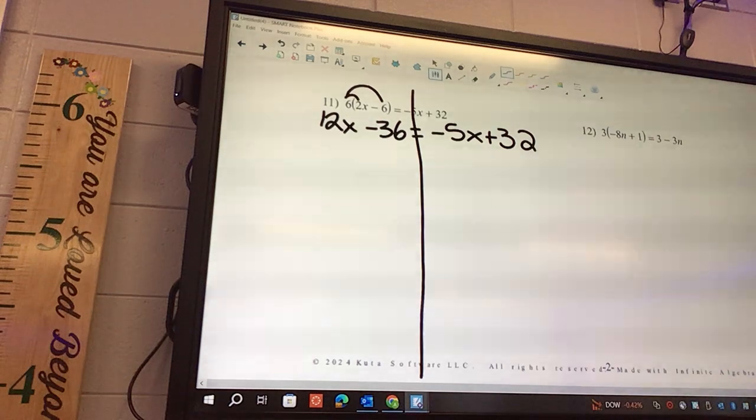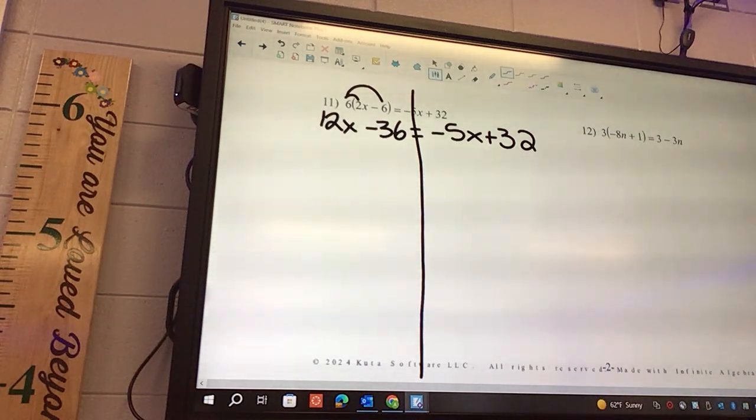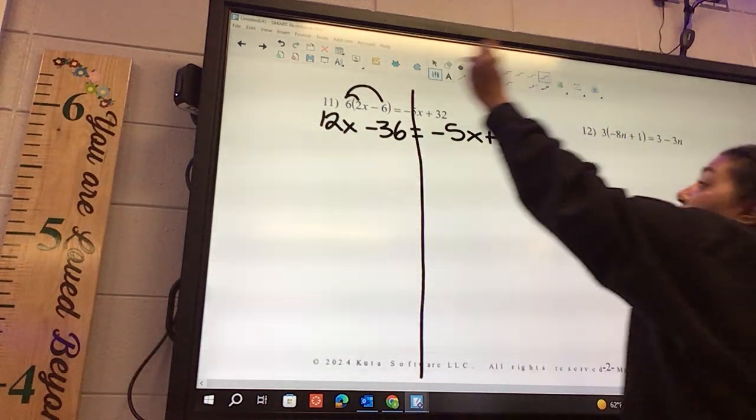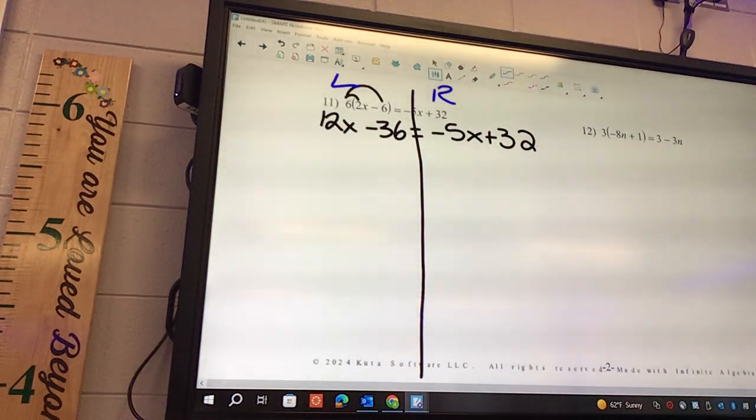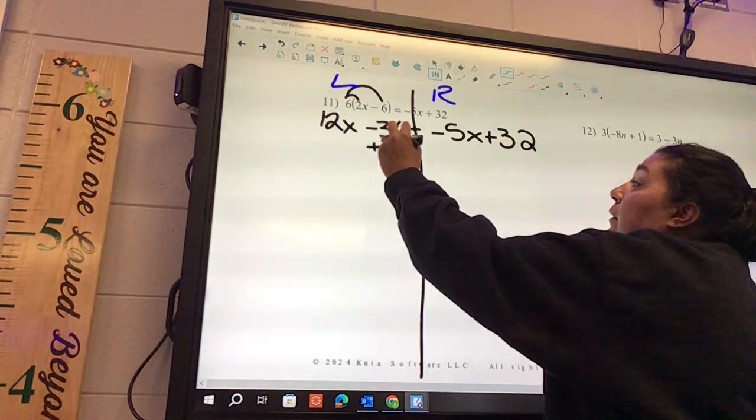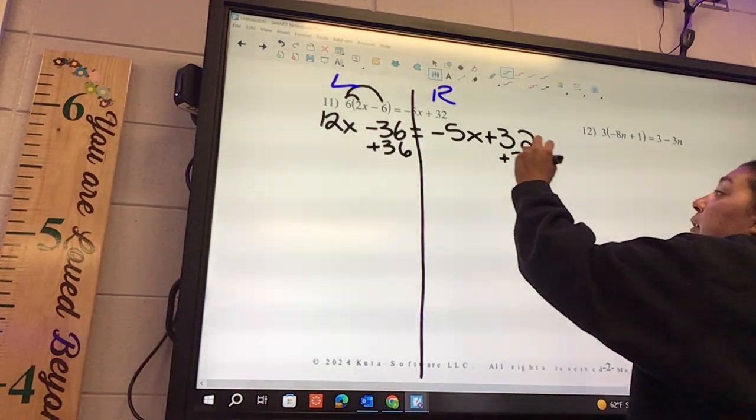Okay, 12x, is that a letter or a number? It is a letter. Where is it right now? It's on the left side. Is that where it should be? Yeah, so we don't need to move it. Okay, negative 36, is that a letter or a number? Number. Where is it right now? On the left. Where should it be? On the right, so we need to move it. What's it going to go under? Under the 32, good.